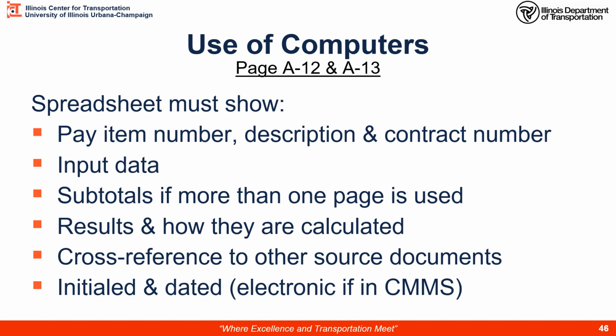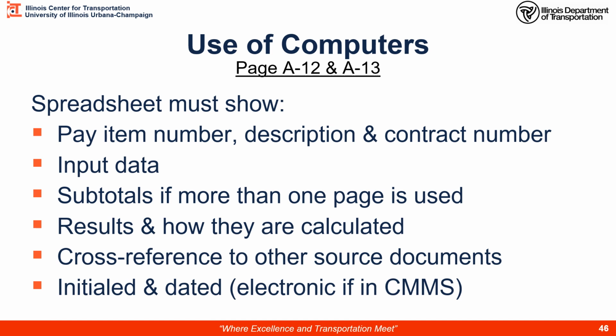If we're using spreadsheets, each spreadsheet must show the pay item number, the pay item description, and at a minimum the contract number. We have to show our input data. That would be our field measurements or whatever values we're performing a calculation on. If you're printing it out and you have a subtotal, if more than one page is used, the results and how they're calculated. So basically I have to show an example formula. I must cross-reference to any other source documents.